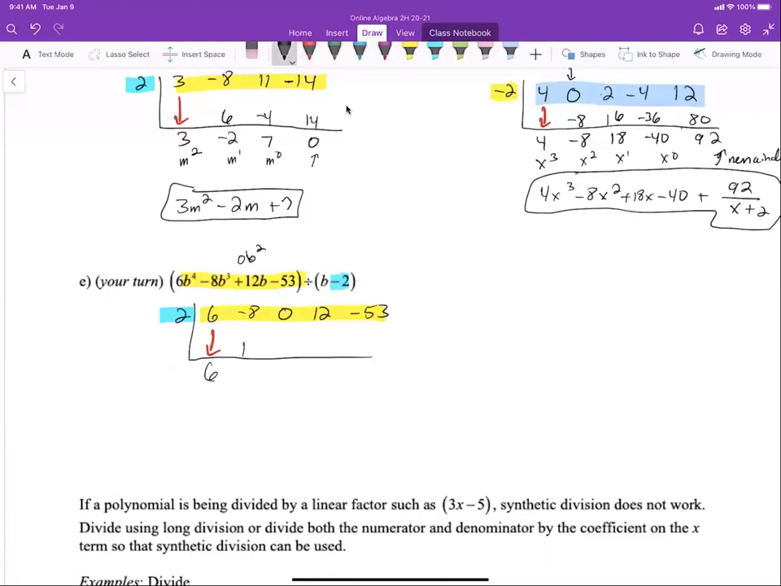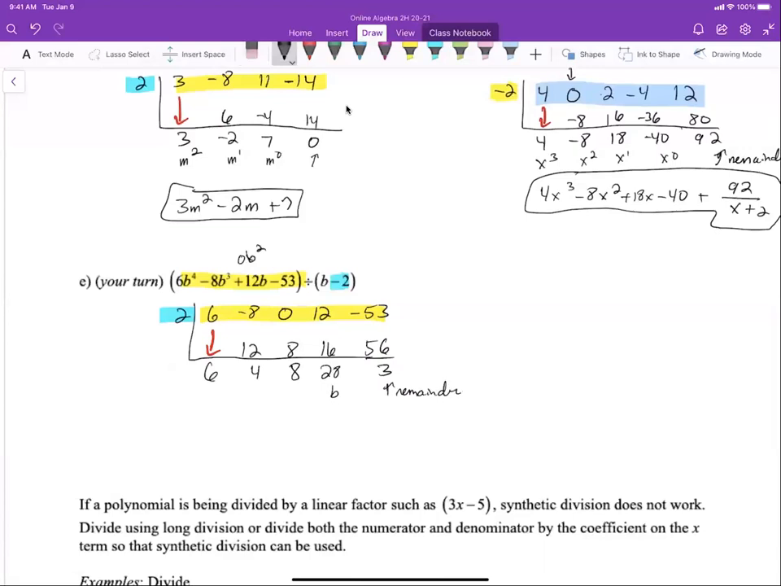2 times 6 is 12. Negative 8 plus 12, 4. 2 times 4, 8. 0 plus 8, 8. 2 times 8, 16. 12 plus 16, 28. 2 times 28, 56. Oops, sorry, not 53, 56. Negative 53 plus positive 56, 3. This is my remainder.